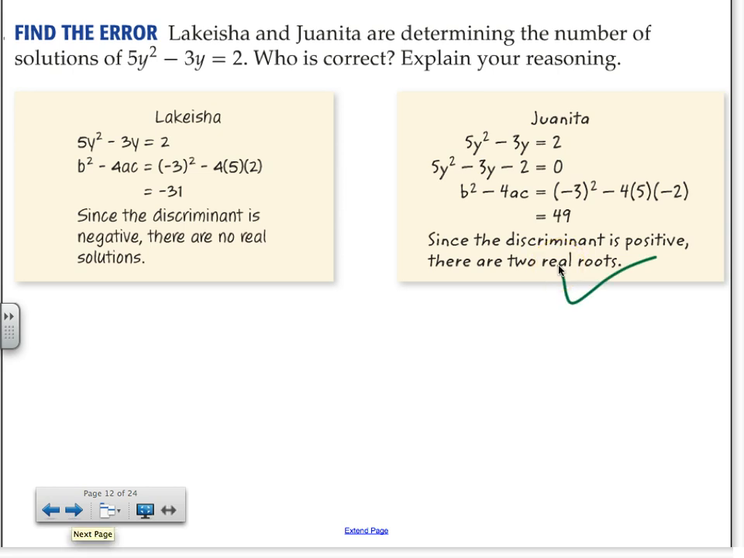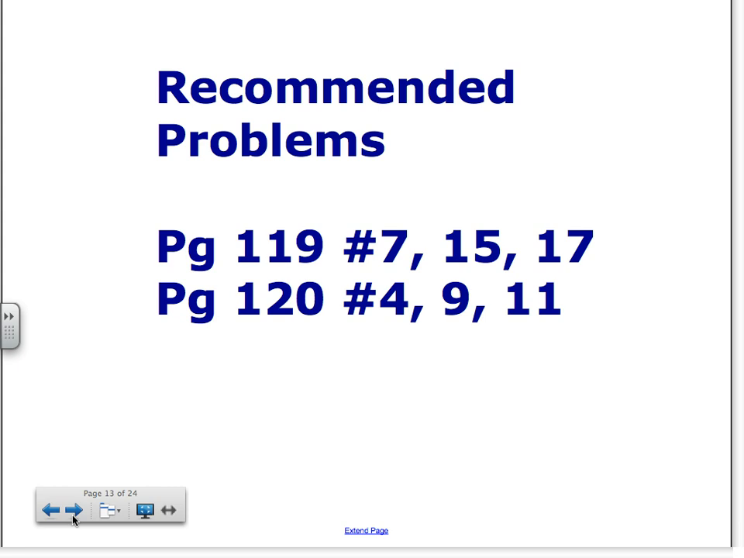Fine. Moving on. Here's your recommended homework for tonight. We got page 119, numbers 7, 15, 17, and page 124, numbers 9 and 11. These come from your white workbook, guys, so make sure you circle them.